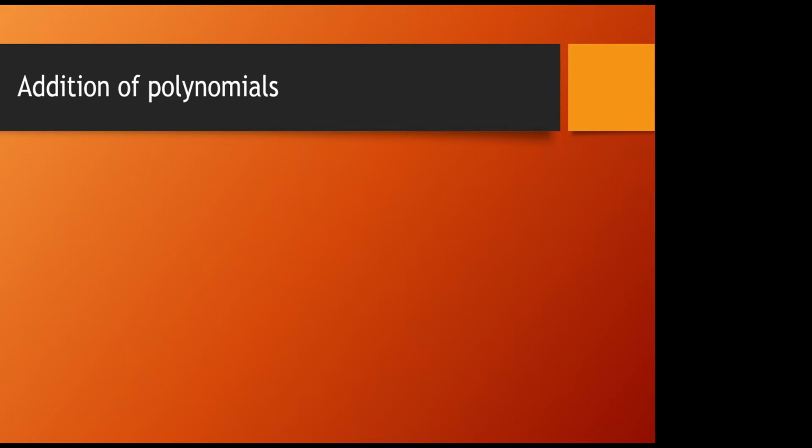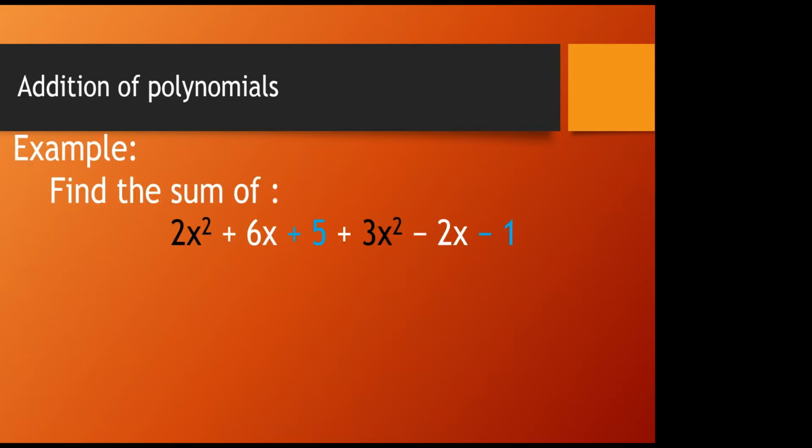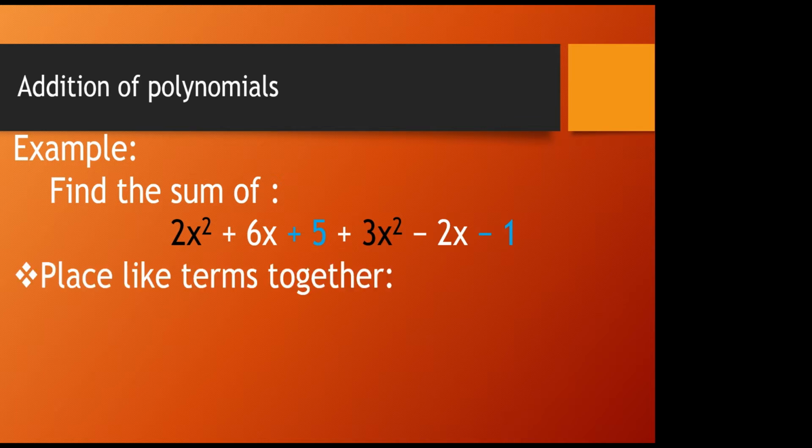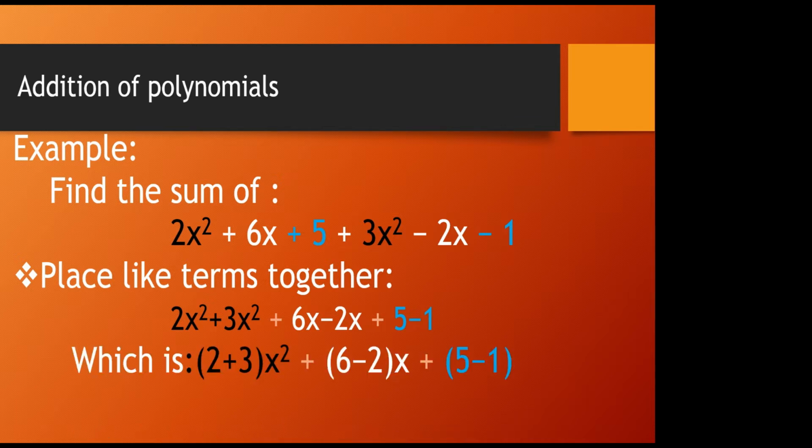Example, find the sum of 2x squared plus 6x plus 5 plus 3x squared minus 2x minus 1. In finding the sum of this given algebraic expression, we will place like terms together. So we have 2x squared and 3x squared are like terms. 6x minus 2x are also like terms. 5 and negative 1 are like terms. So it becomes 2 plus 3 x squared plus 6 minus 2 x plus 5 minus 1.